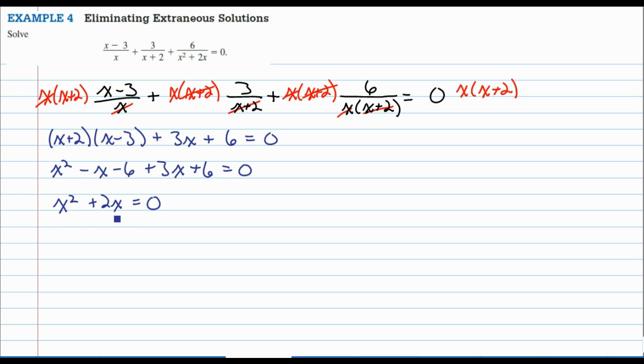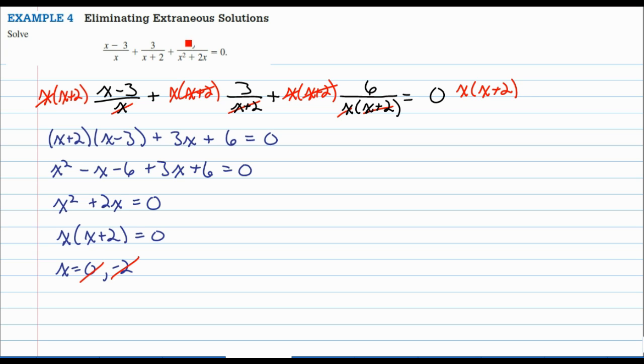And now in this case, I can just factor and solve this. So x equals 0 or negative 2. Ooh, problem. 0 makes a denominator 0, and so does negative 2. I'm thinking these are both extraneous.